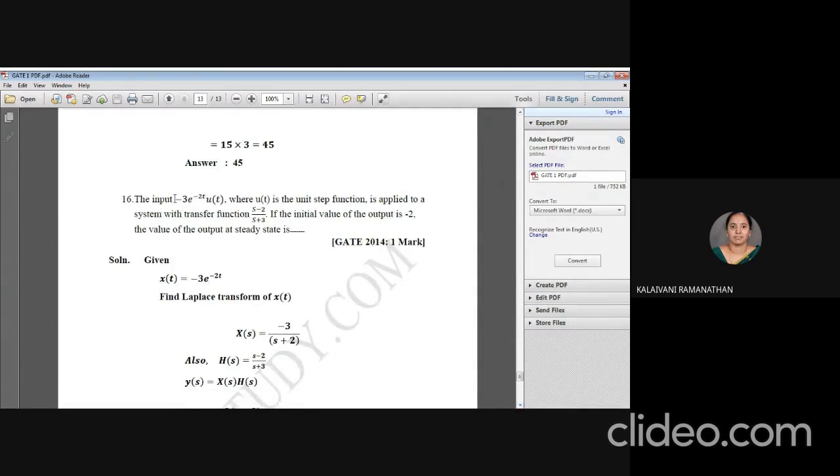So next question: the input minus 3 e power minus 2t u of t, where u of t is a unit step function, is applied to a system with transfer function s minus 2 by s plus 3.